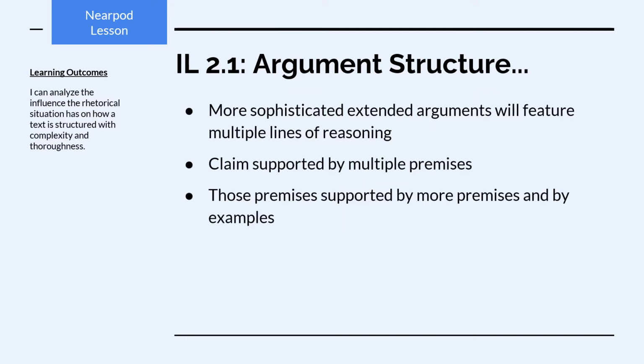Of course, more sophisticated arguments, extended arguments within a lot of the texts we've read, are going to feature more than just one line of reasoning. You're going to see multiple lines of reasoning where that primary claim is supported by multiple premises, and those multiple premises are themselves supported by more premises and by examples.